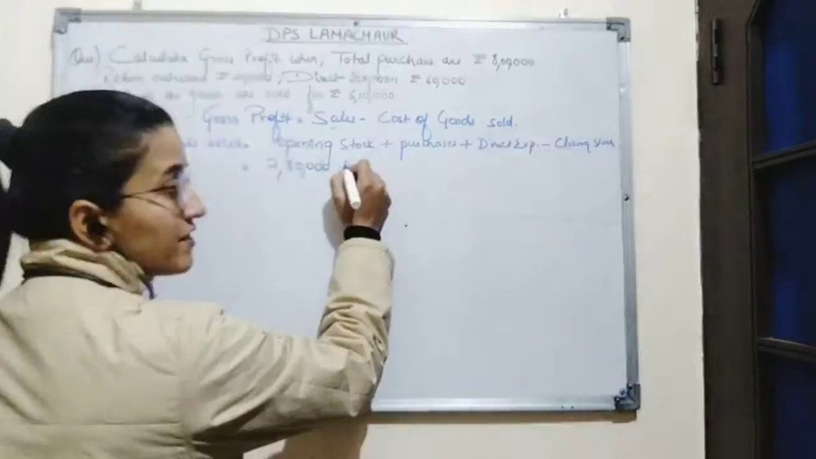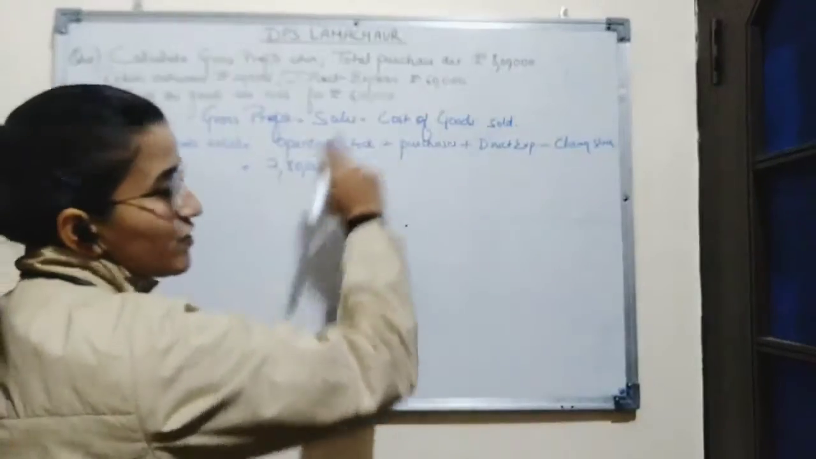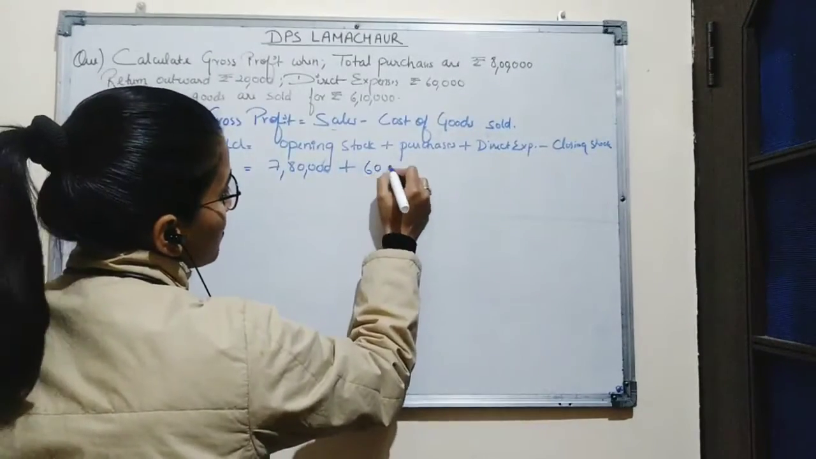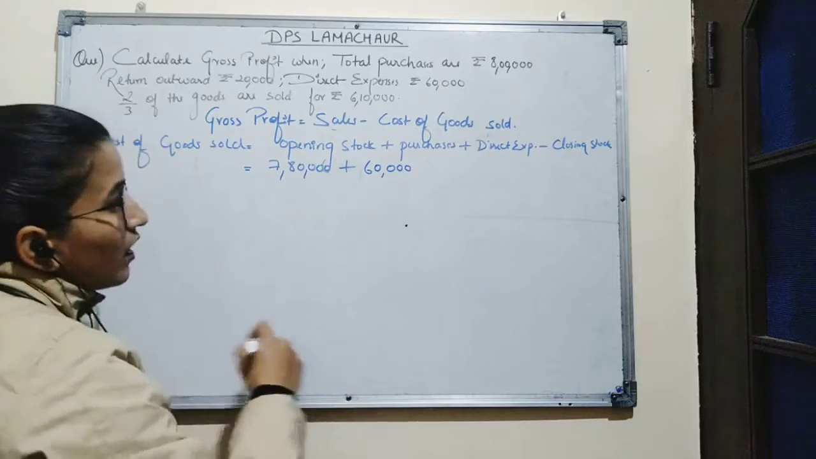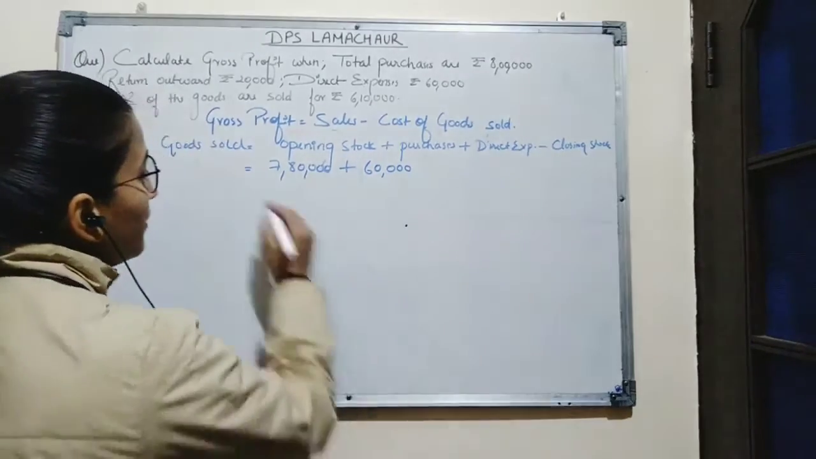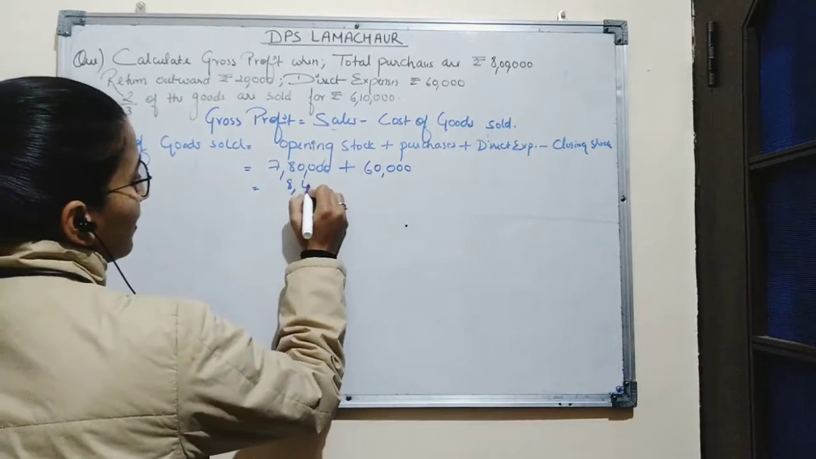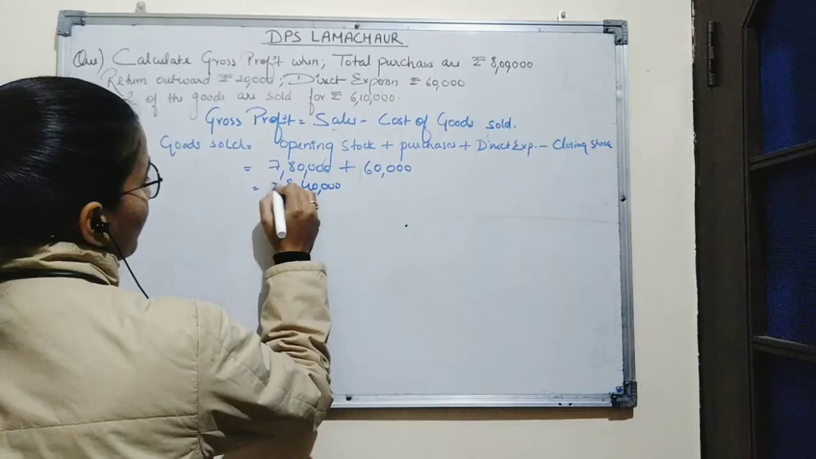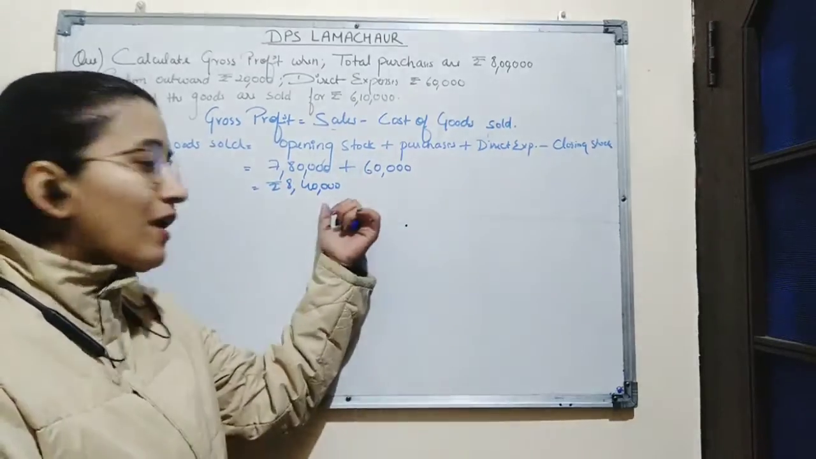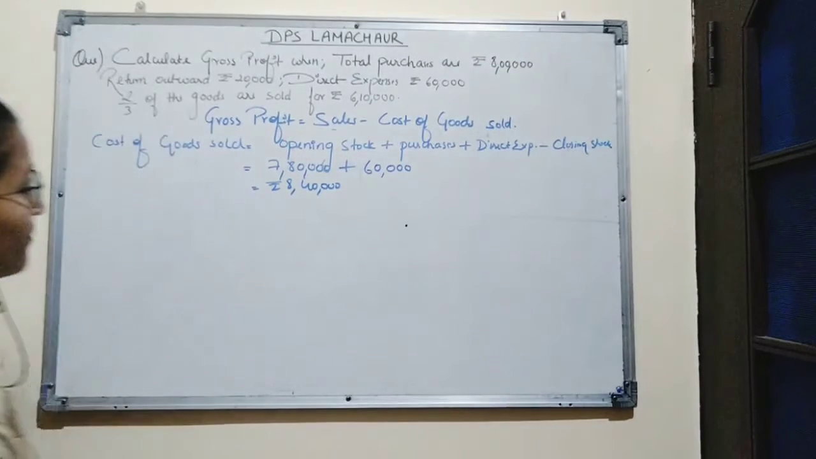7,80,000. Plus direct expenses, amount of direct expenses is given in the question, which is rupees 60,000. So we will add 60,000. There is no amount of closing stock, so we will not consider any closing stock here. The amount of cost of goods sold will be 8,40,000. So cost of goods sold has been calculated of rupees 8,40,000.